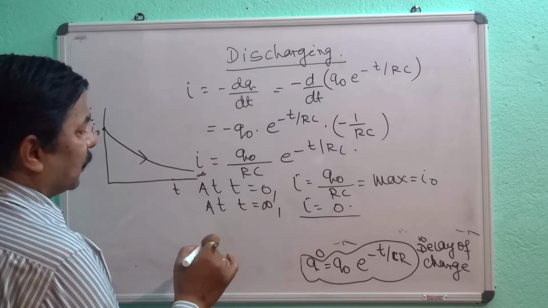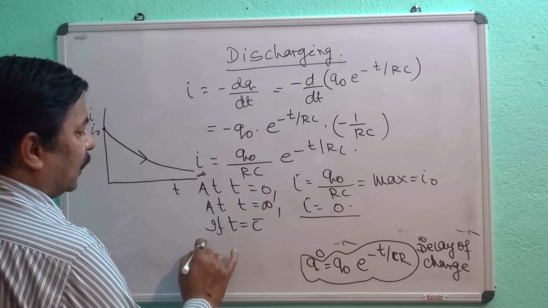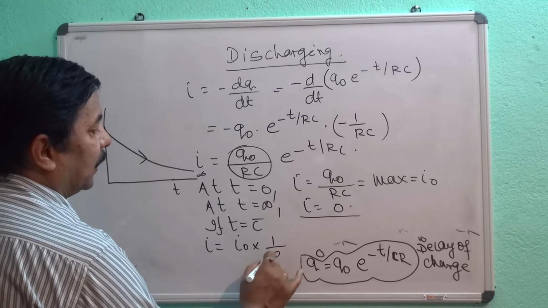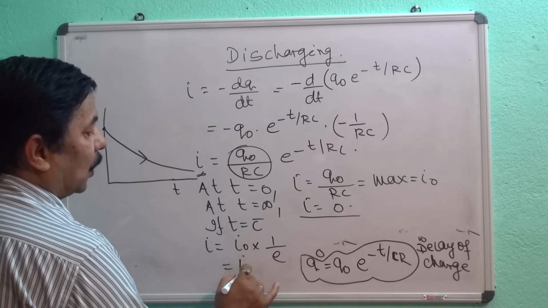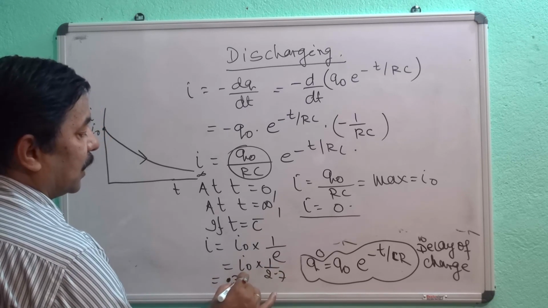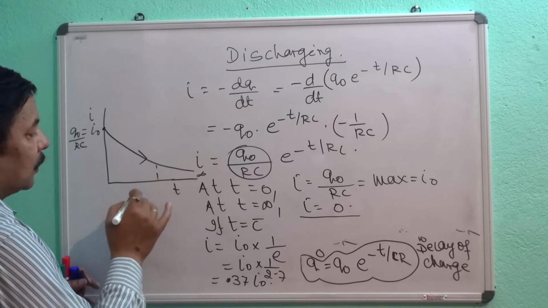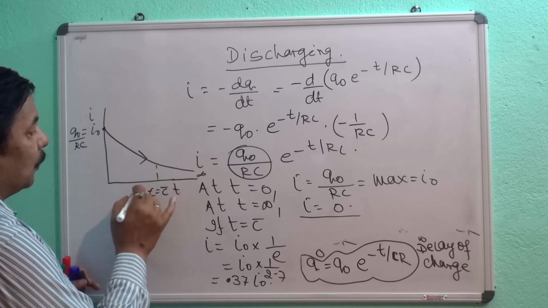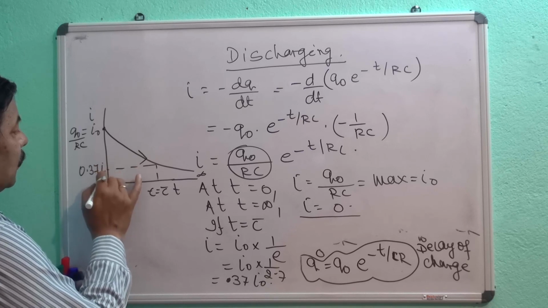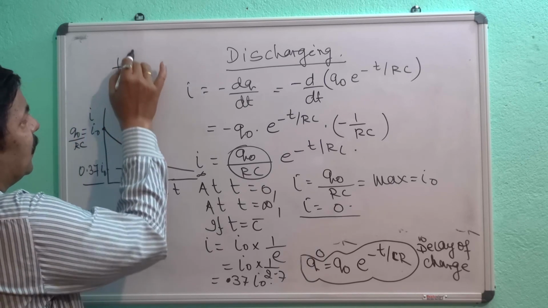And also if t is equal to tau, then you will get I equal to I naught into 1 by e, and 1 by e is how much? I naught into 1 by 2.7, that is 0.37 I naught. So if we take this value t equals tau, then here you will be getting 0.37 I naught.